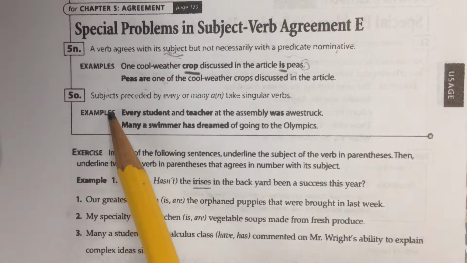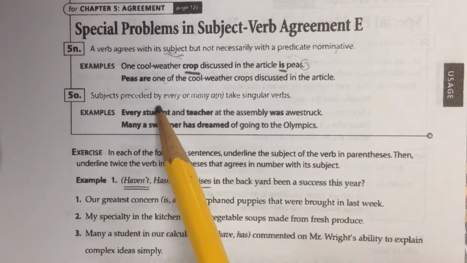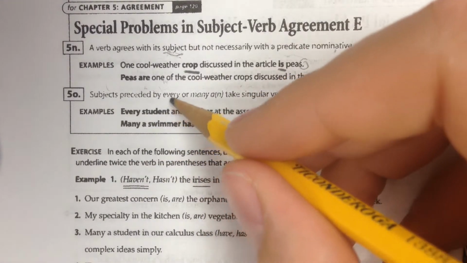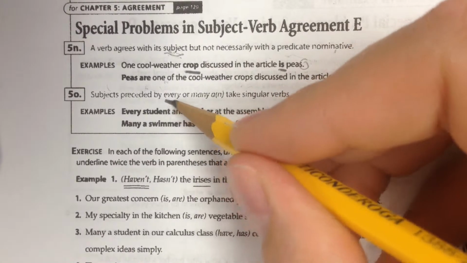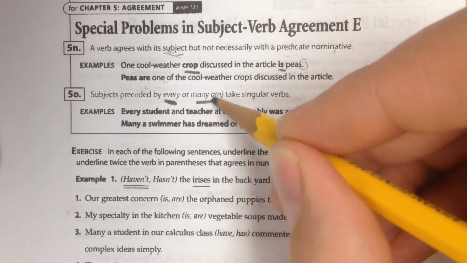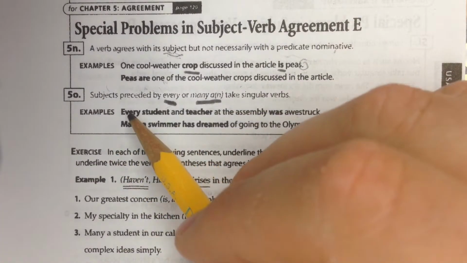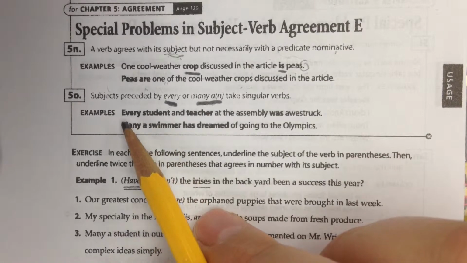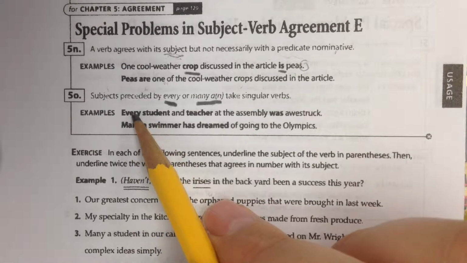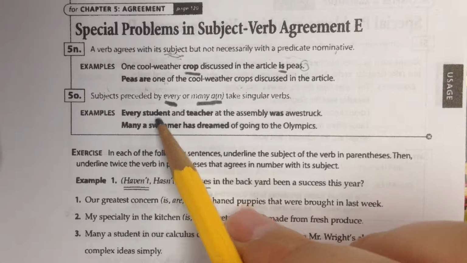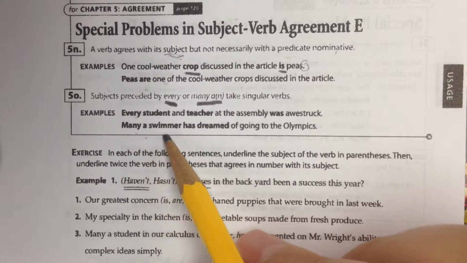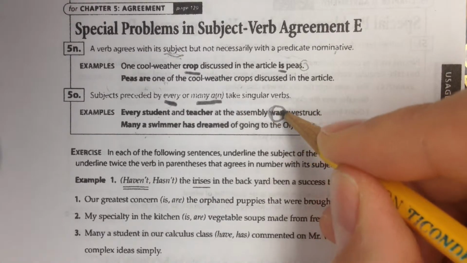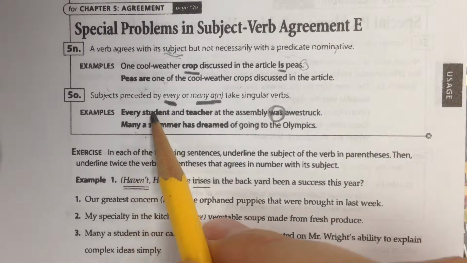All right, and then here's a weird rule. Oftentimes students tell me they've never heard this before, but it's possible to start a sentence with every, but also many a or many an. Like many a swimmer, many a student, many a person. Anyway, if you have a subject that has every in front of it, like every student, or many a swimmer, use a singular verb.